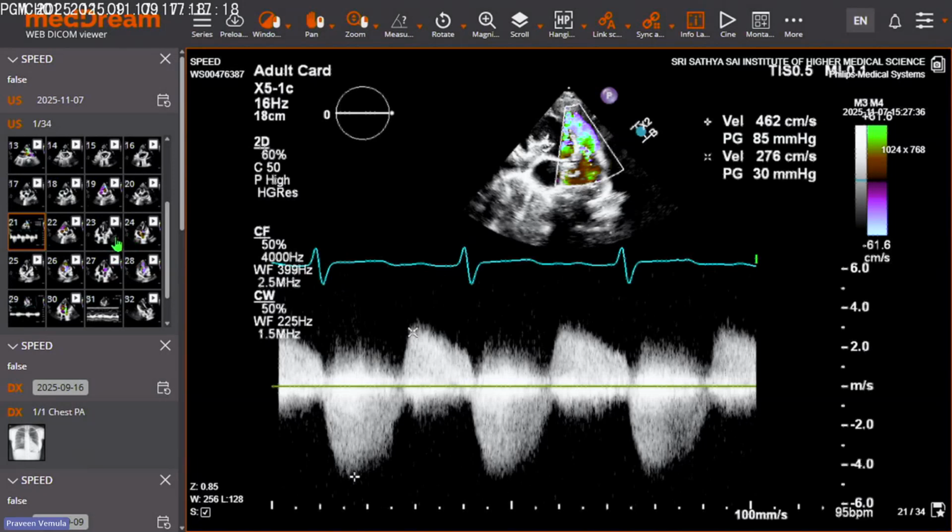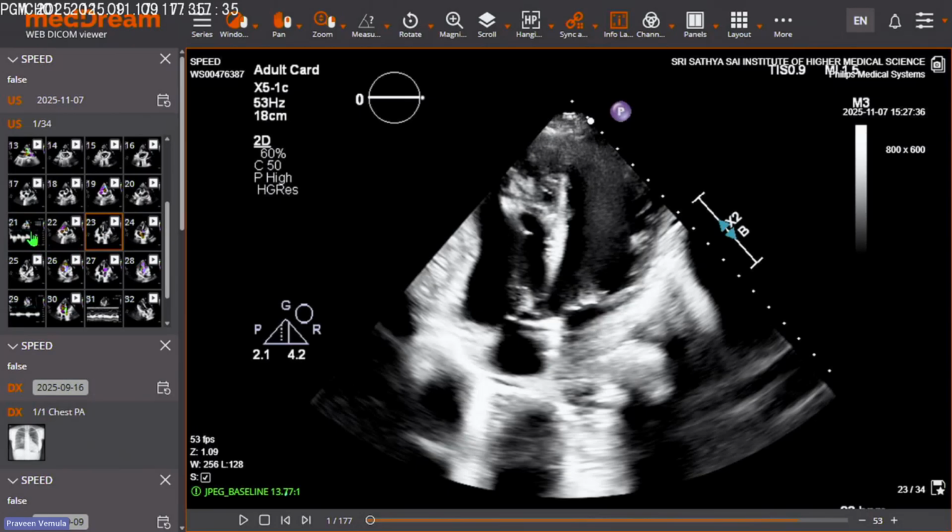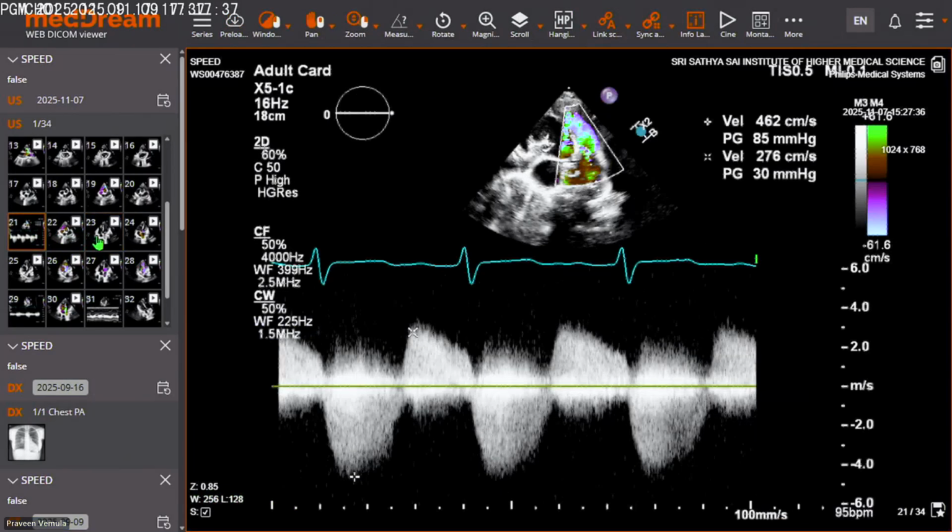In absent pulmonary valve syndrome, they will have some kind of systolic gradient. Okay. What is the PA pressure based on this? Can you estimate the PA pressure from this tracing?